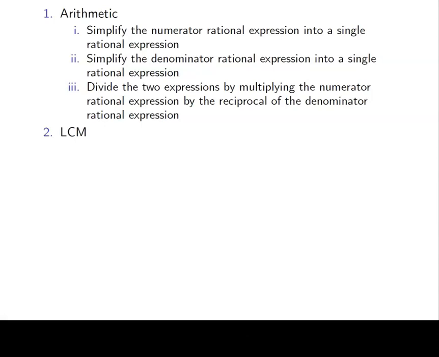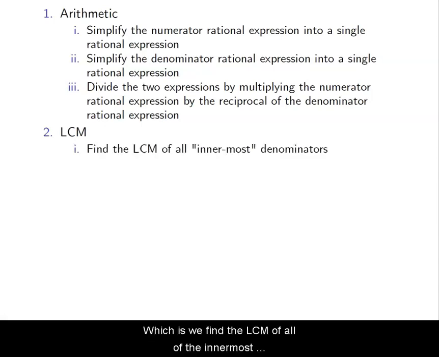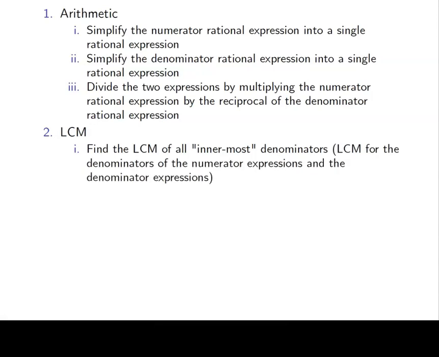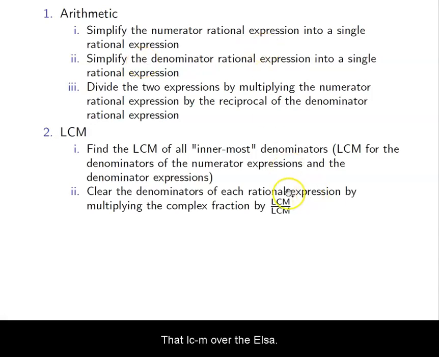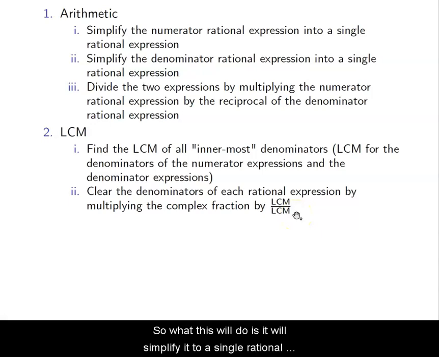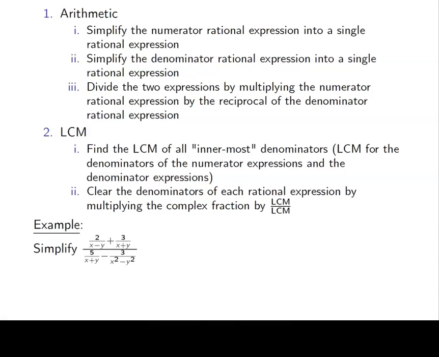Okay. We can do the LCM method, which is we find the LCM of all of the innermost denominators. So all of the denominators of the denominators. Okay. And multiplying the entire rational expression by 1, where the 1 is made up of that LCM over the LCM. Okay, so what this will do is it will simplify it to a single rational expression, which we can then simplify. So we're going to do the same problem twice. We're going to start with the first method.